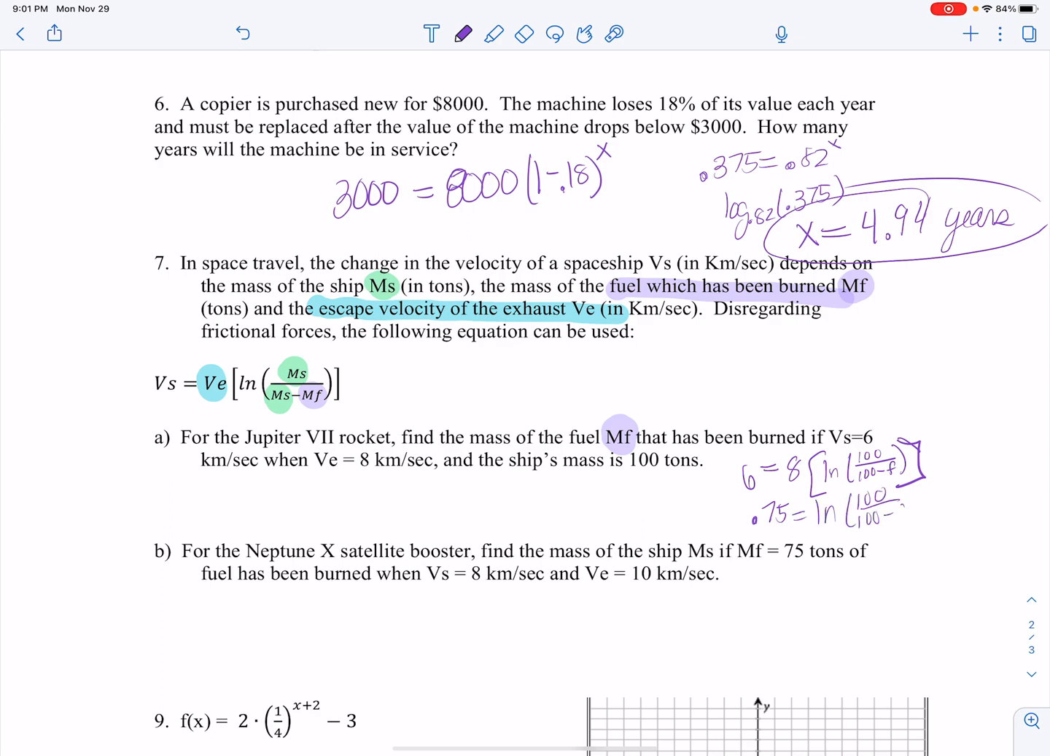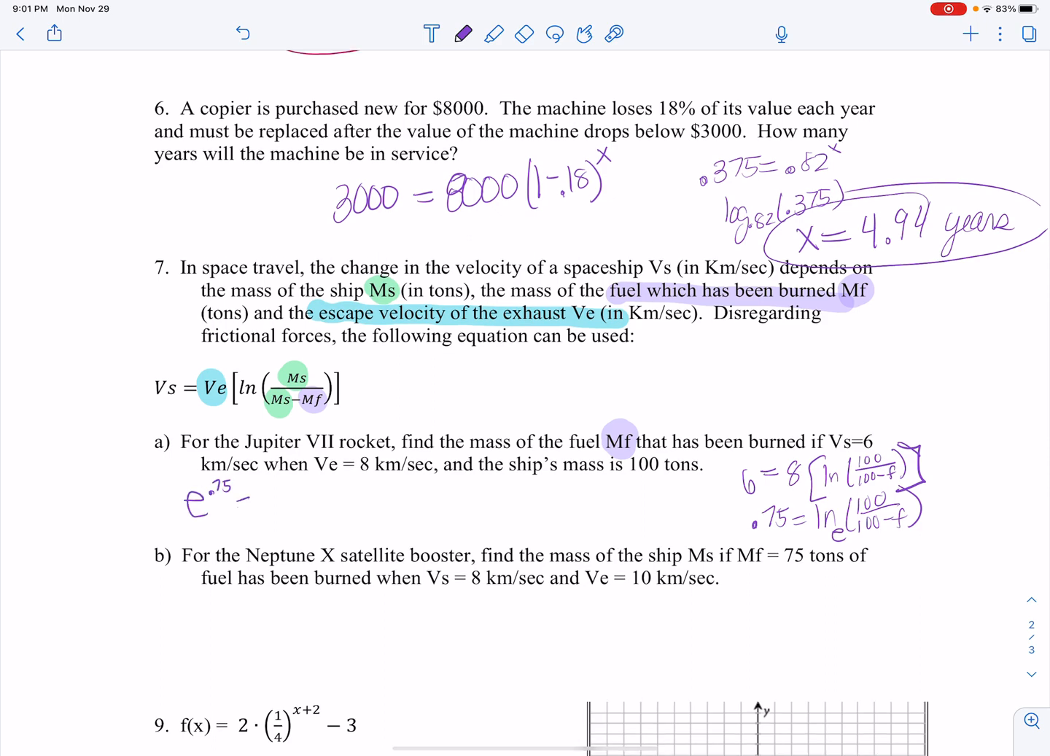Okay, wait a minute here. I don't need logs because my variable's inside of it. So wouldn't I do e to the 0.75 equals 100 divided by 100 minus f? So I'm going to cross my fingers that my phone calculator has e to the 0.75. It does. Okay, e to the 0.75 is 2.117 equals 100 over 100 minus f. So wouldn't I just multiply both sides by 100 minus f?